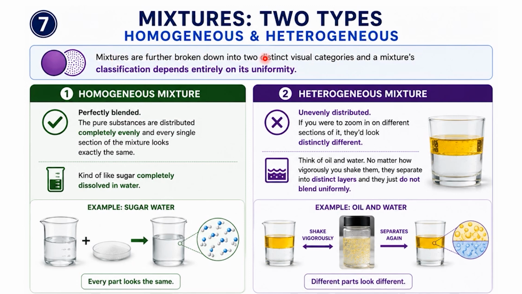A homogeneous mixture is perfectly blended. The pure substances are distributed completely evenly, and every single section of the mixture looks exactly the same, kind of like sugar completely dissolved in water. On the flip side, we've got heterogeneous mixtures. These are unevenly distributed. If you were to zoom in on different sections of it, they'd look distinctly different. Think of oil and water. No matter how vigorously you shake them, they separate into distinct layers, and they just do not blend uniformly.